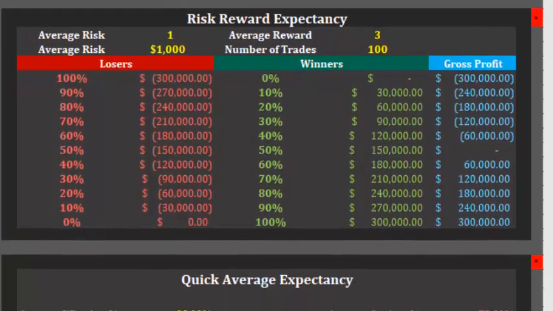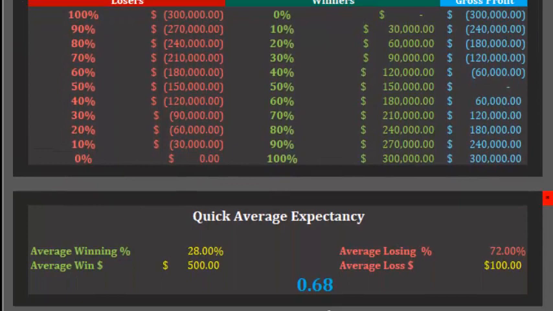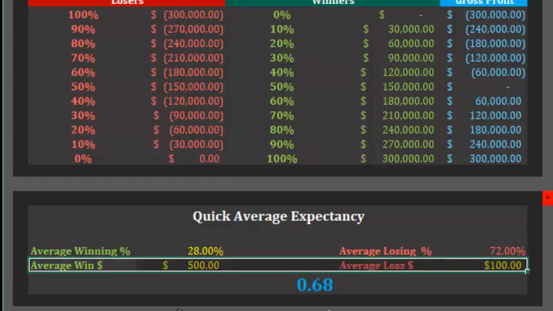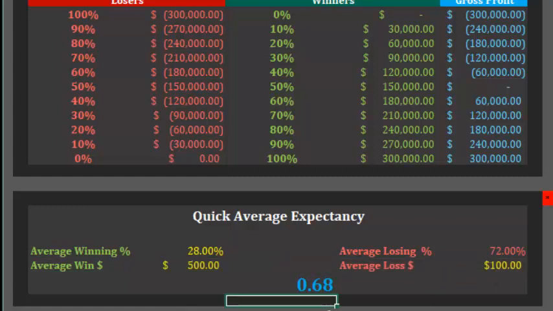The last section is a quick average expectancy calculator. Enter your win rate. Perhaps you win 28% of the time. Enter your average win and loss. You can see that that's a win-loss ratio of 5. And it'll calculate your average expectancy. That means on average you can expect this strategy, in this example, to return 0.68 times the size of your losses. If it's a positive number, you can expect a positive return.